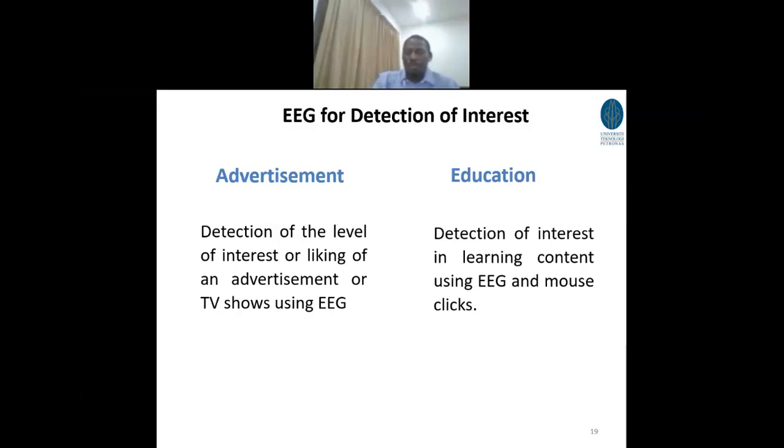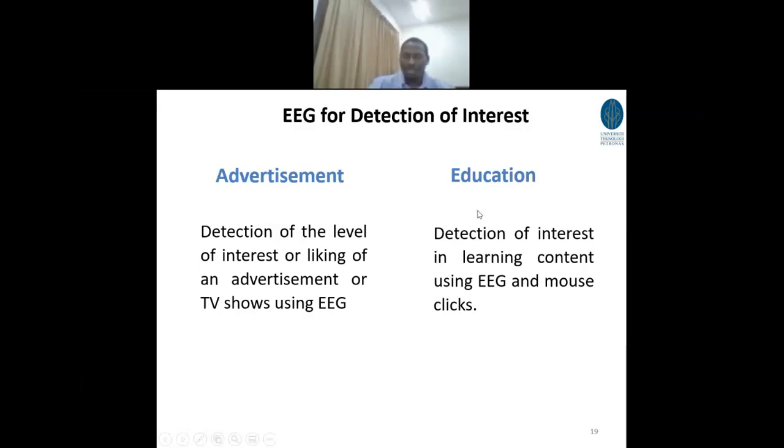So there are different ways of looking at the advertisement, but this is one of them: using EEG to find out what will be the parts or the ways of getting the interest of the potential customers. This is just an example, detection of the level of interest or liking of an advertisement or TV shows using EEG. There are a lot of works actually over here. That's for advertisement.